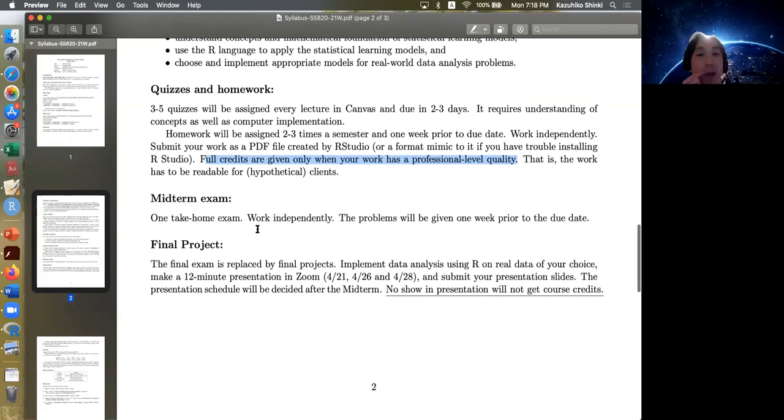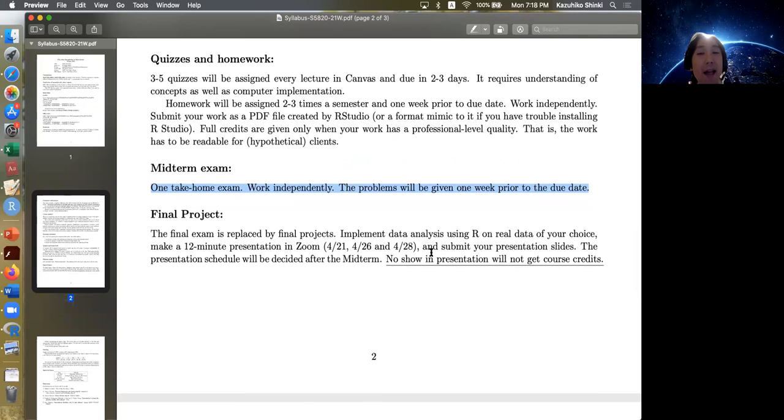And the midterm is 1 take-home exam. It's similar to homework, so work independently. Basically, I assign some data analysis problems, and you have to submit a report or essay to answer those questions.